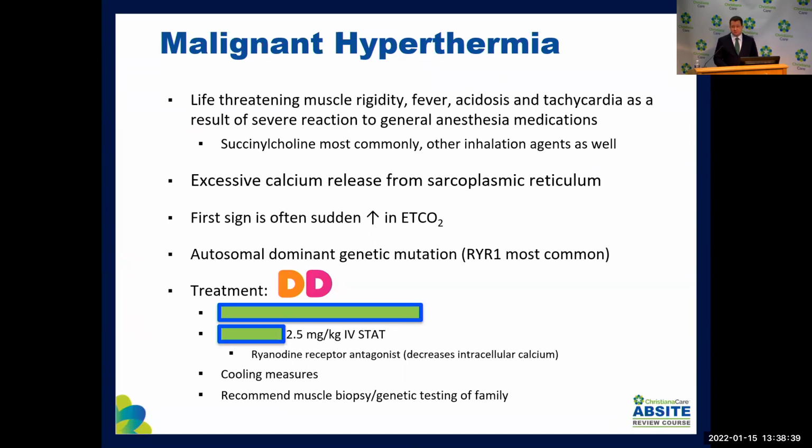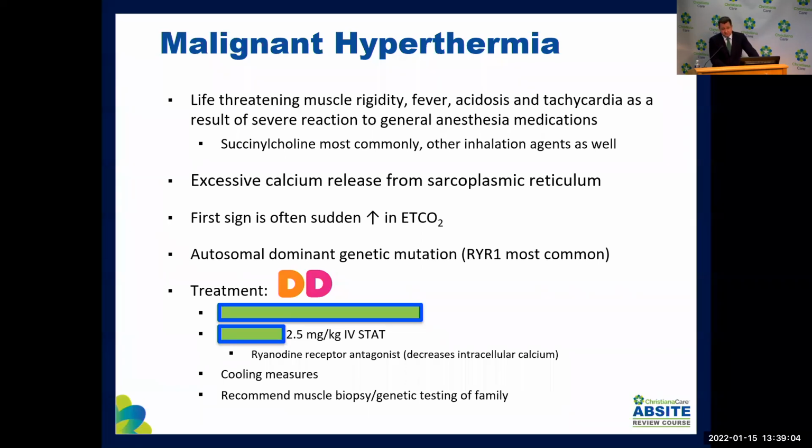The first sign you'll see is a rapid increase in your end tidal CO2. Not always fever necessarily, right? Because they may be hypothermic a bit in the OR. What's it caused by? An autosomal dominant genetic mutation. They're really reaching for things if they ask you this, but it's always fun to pimp the residents on this. The RYR1 mutation, or ryanodine receptor mutation, is the most common.